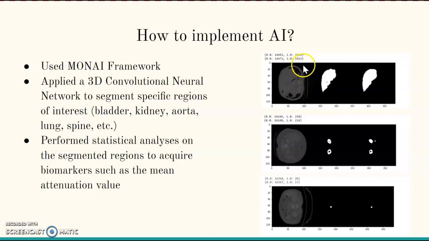As you can see in the image on the right, what the algorithm does is it takes an input slice of a CT image, and then it segments the slice for specific regions, such as it segments the liver in the first image, the kidney in the second image, and the aorta in the third image. Once the model does these segmentations, we then perform statistical analyses on the segmented regions to acquire biomarkers, such as the mean attenuation value, which can be an important indication for fatty liver disease.